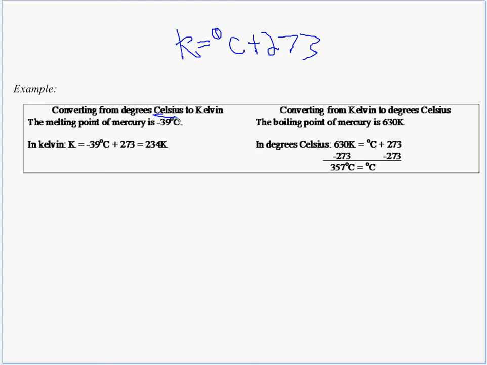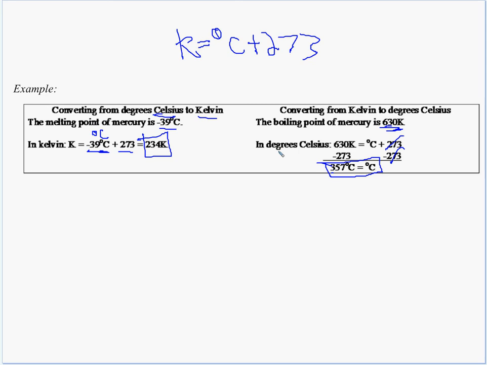So if I'm converting from degrees Celsius to Kelvin, it says the melting point of mercury is negative 39 degrees C. So I have K equals, I just plug in, this is the degrees C, and then add 273, and I get my answer 234K. Okay, that makes sense. And it says converting from Kelvin to degrees Celsius, it says the boiling point of mercury is 630K. So now I plug in for K, I'm looking for degrees C. I need to get this by itself, so I subtract 273 from both sides. This cancels out. I get 630 minus 273, and I get 357 degrees C.